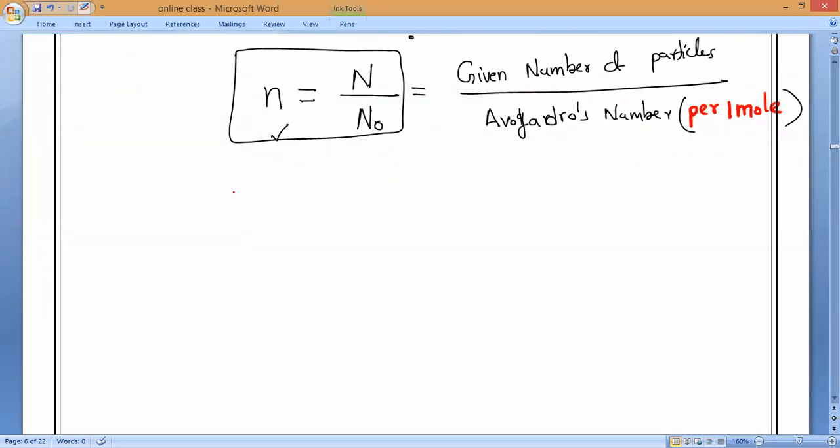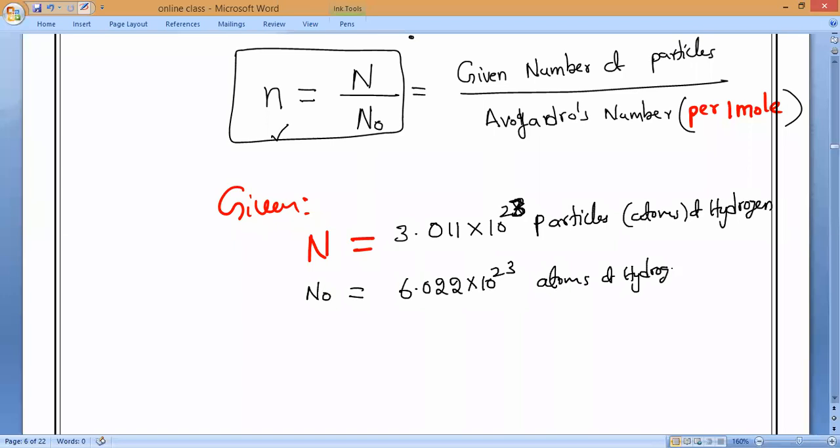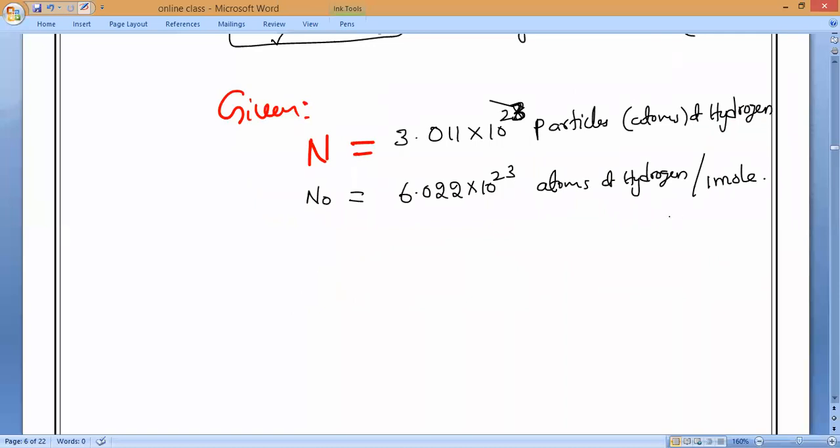Now tell me, what is given? I want to end the class fast. What is the given number of particles of hydrogen? 3.011 × 10^23 particles, or atoms of hydrogen. Is it right or wrong? Now, we know that Avogadro number of hydrogen atoms is equal to 6.022 × 10^23 atoms of hydrogen, per how many moles? Per 1 mole.